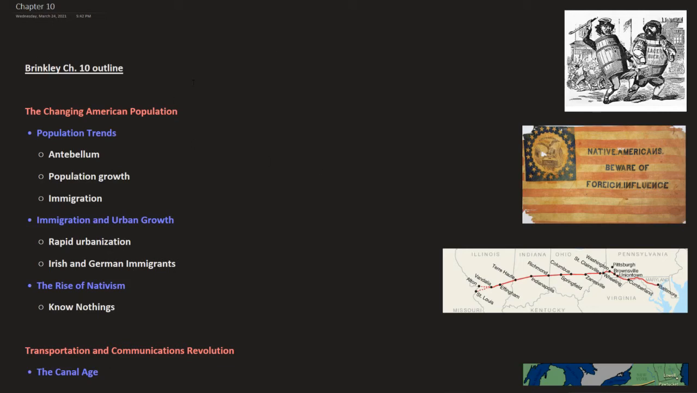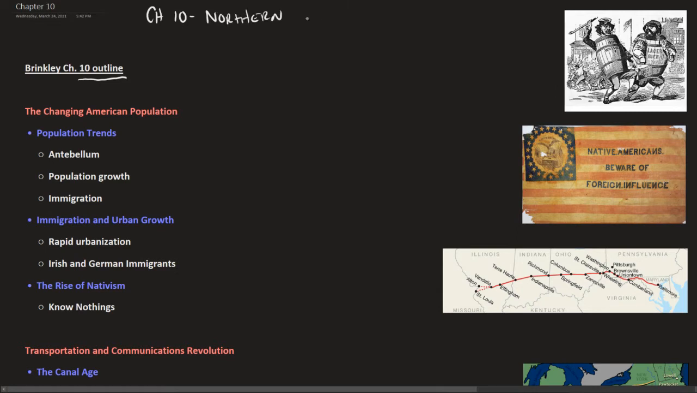All right, so we've got chapter 10. Like I mentioned before, chapter 10 is all about, we'll just call this Northern Transformations. And again, the years that we're looking through primarily are 1815, roughly speaking, to about 1850.